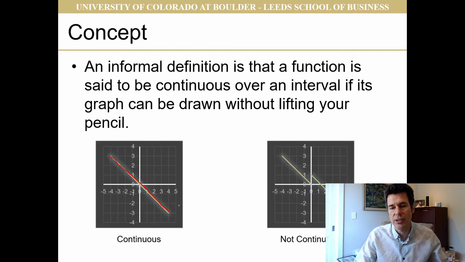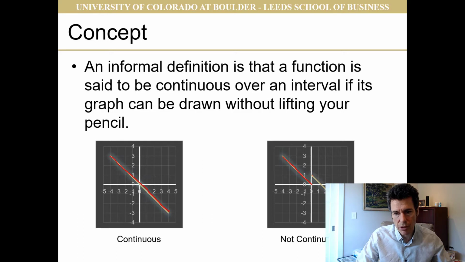This function is not continuous, or discontinuous, because when we draw this function, when we get to 0, we have to lift up our pencil and draw the second part of the function. So this function is discontinuous. The function on the left is called continuous.